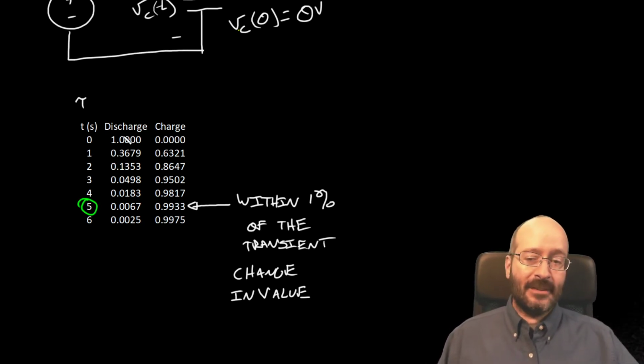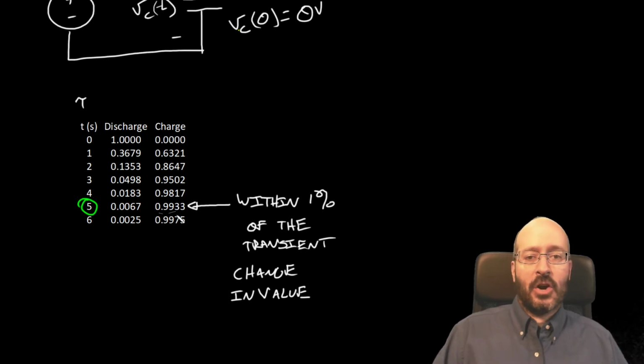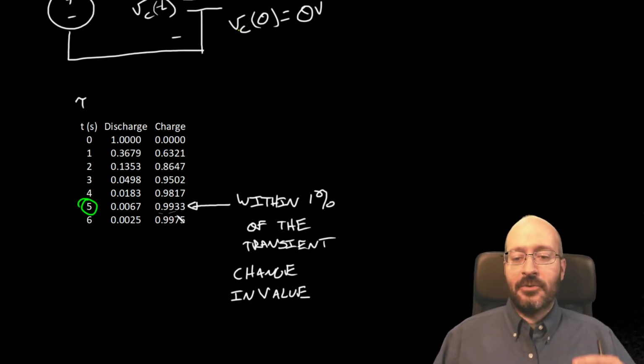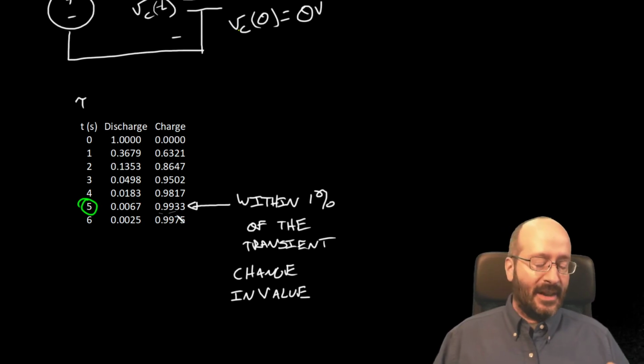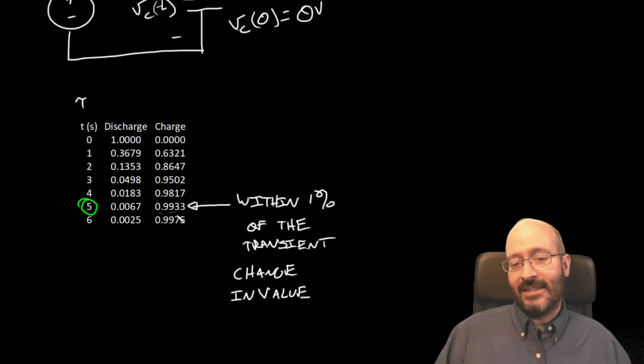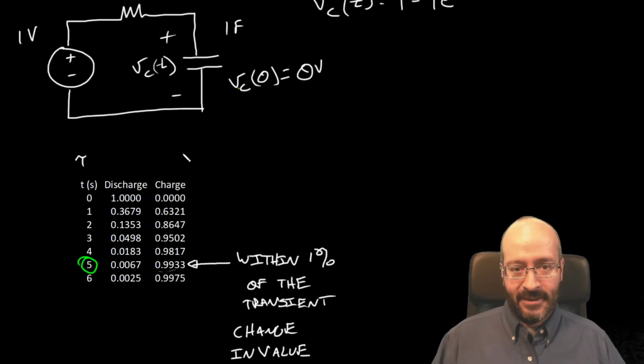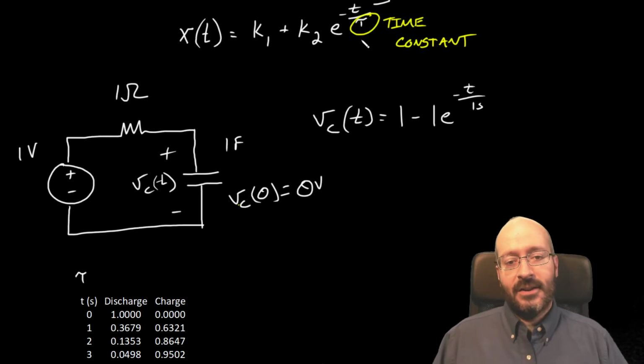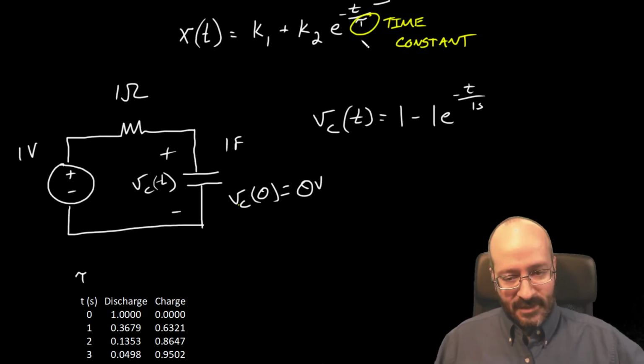If we're charging it, something similar happens. So look over here. We start at 0% of the change, and within that first second, we gain 63%, and we progress, and look what happens at 5. Again, we're within 1% of the change. So whether you're charging or discharging, that natural exponent is what controls how quickly it's happening, and specifically the denominator, tau, changes how quickly it's moving.